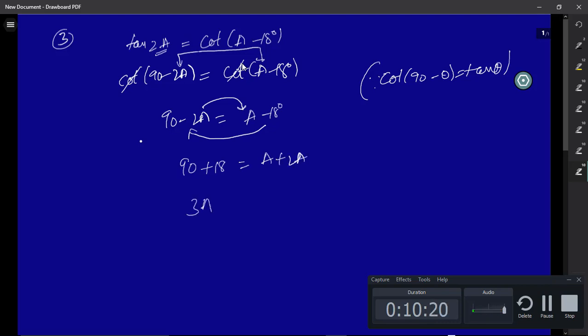2a plus a is 3a. 90 plus 18 is 108. So value of a is 108 by 3. Cancelling by the 3 table: 3 3s are 9, 1 is remaining, 3 6s are 18. So value of a is 36 degrees. This is pretty simple, right? Right hand side you have cot, so I made left hand side also cot. Tan theta I can write as cot of 90 minus theta.